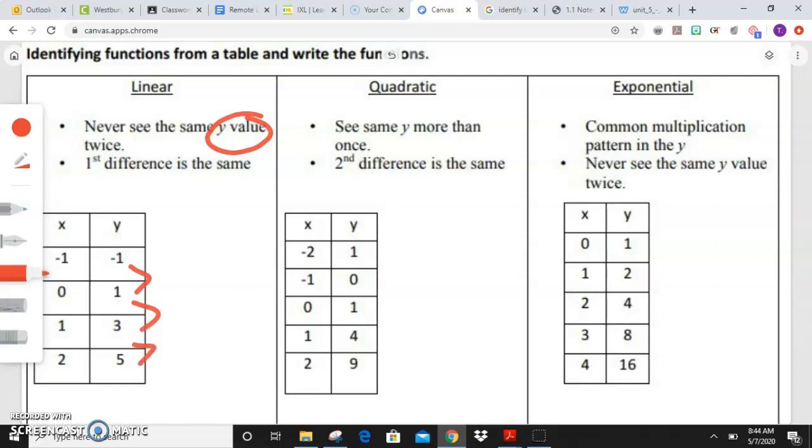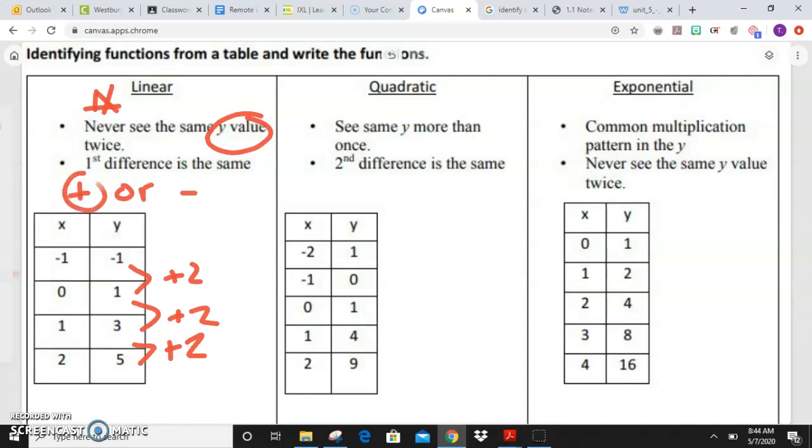I'm trying to find a pattern. If I think about from -1 to 1, well, 0, 1, that's going up by 2. Then from 1 to 3, that's also going up by 2. And from 3 to 5, it's also going up by 2. So this is linear because it has a common difference of +2. So with linear we could either add or subtract, plus or minus, and as long as it's the same number over and over again, it's going to be linear.